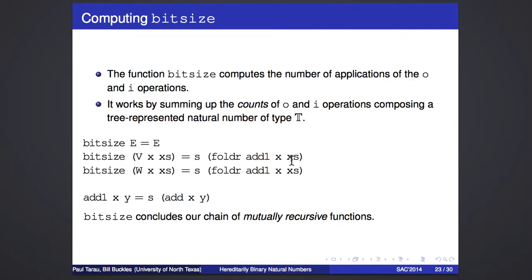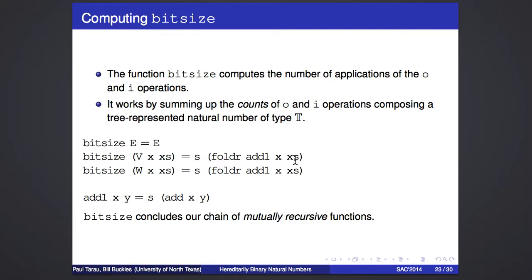Finally, bit size. It's relatively easy to compute. It only uses addition. Basically, we add up the sizes of all the blocks that we have, and that gives us the bit size. So because bit size also uses add, and we have seen in the very beginning that other things use bit size, this concludes the chain of our mutually recursive functions that cover basic arithmetic, addition and subtraction and comparison, basically, and bit size.